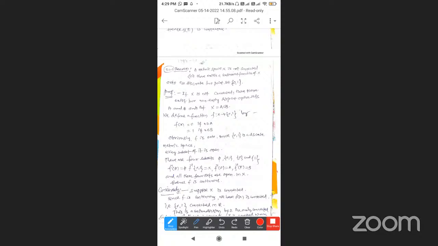A connected set in the real number system is always an interval. The given set {0, 1} is not an interval, so X is connected is wrong. 100% X is not connected. So we have to prove first that F is continuous, and next that X is not connected. This part is completed.